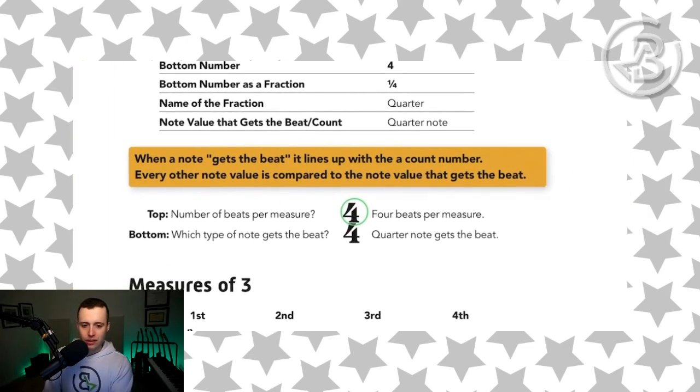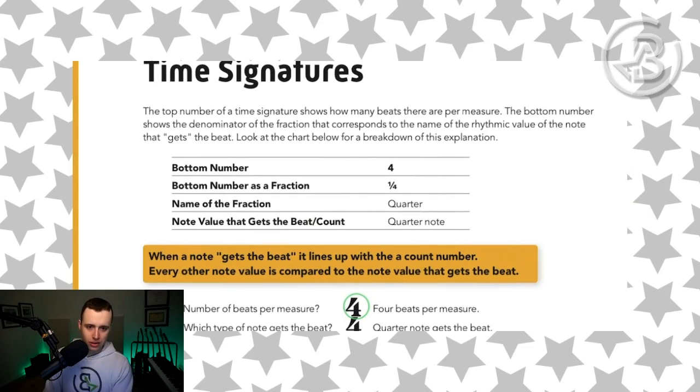The bottom number of a time signature shows the denominator of the fraction that corresponds to the name of the rhythmic value of the note that gets the beat. Whoa! Let's break that down. So the bottom number shows the denominator of the fraction that corresponds to the name of the rhythmic value of the note that gets the beat. Now I know that's complicated, so we're going to break it down with a nice chart.